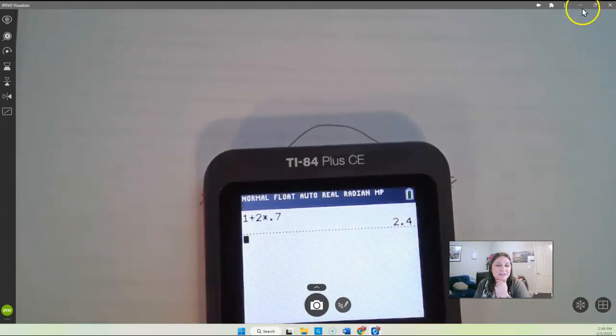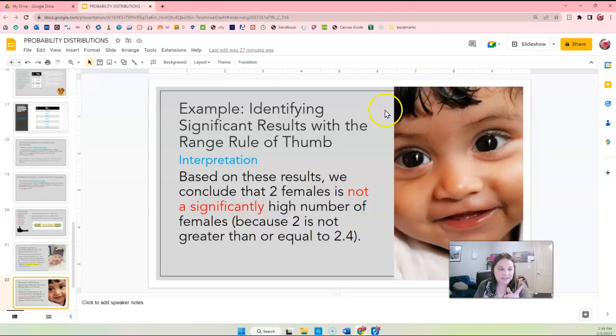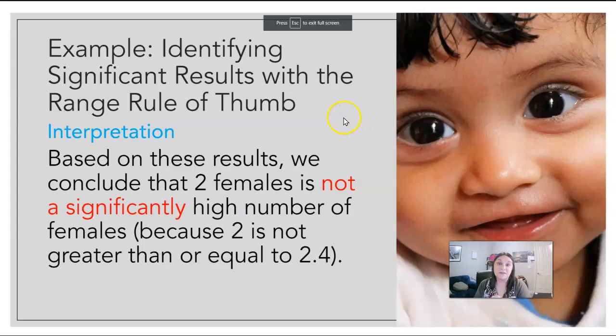Again, it's very challenging trying to make sense of something that doesn't make sense. How are you going to have 2.4 girls if you only had 2 children? But what you are doing are the principles of what's considered significantly high or low. And because 2.4 is not less than 2, we don't consider having 2 girls when you have 2 children to be very significant. It happens.